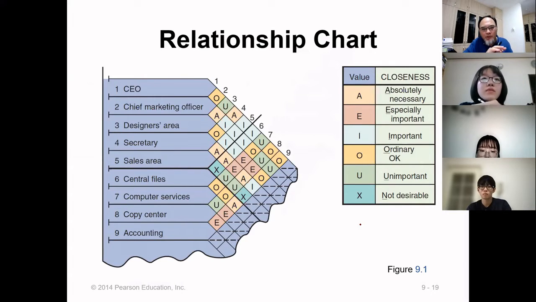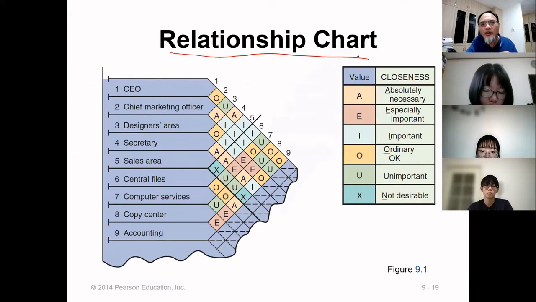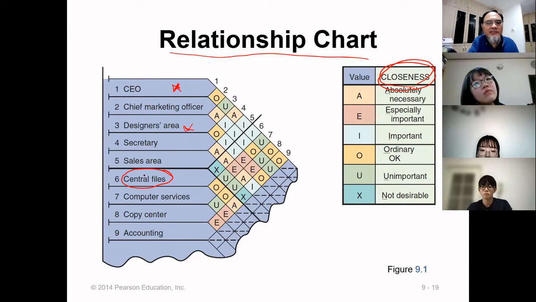A tool that can be used to see the relationship between office areas, but this was originally used in manufacturing, factory layout. But this is just a tool. It is called a relationship chart, which shows the closeness of one area to another area. For example, what is the closeness rating? We call it a rating between, let's say, the central files and another area. This was done by an analyst. Someone has actually done the analysis and given the ratings.